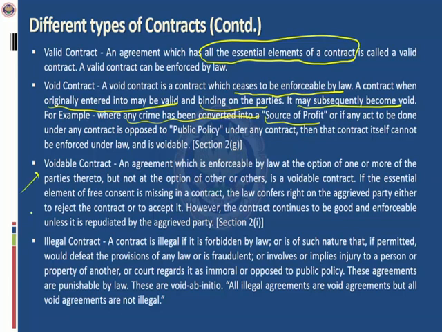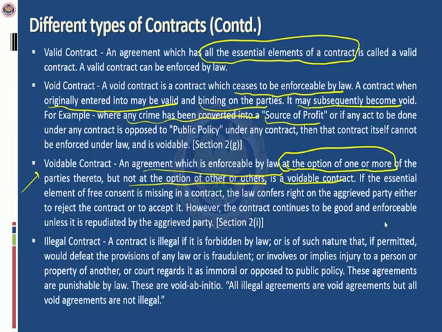Next, differentiating it from the word voidable. Now when it is void, it is not binding, it is not valid, you cannot take any benefit out of it. On the other hand, with voidable, either of the parties to the contract would have an option to continue with the contract and its performance. That is, an agreement which is enforceable by law at the option of one or more of the parties thereto, but not at the option of the other or others. That is, only the party to the contract shall have an option of taking forward a performance. This shall be a voidable contract.